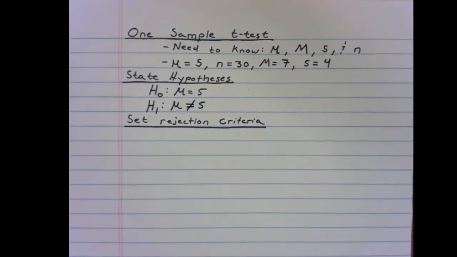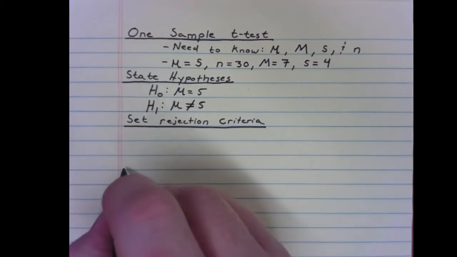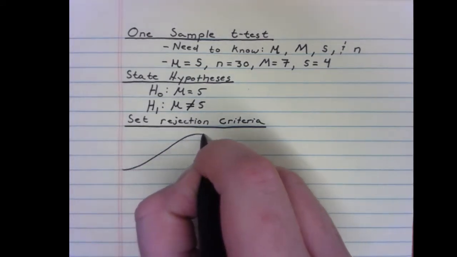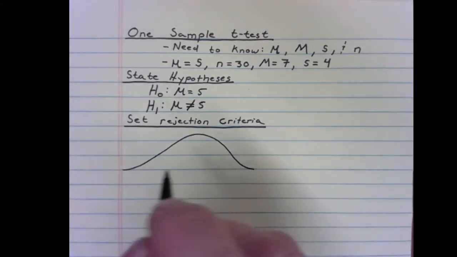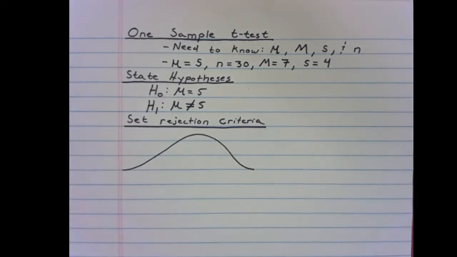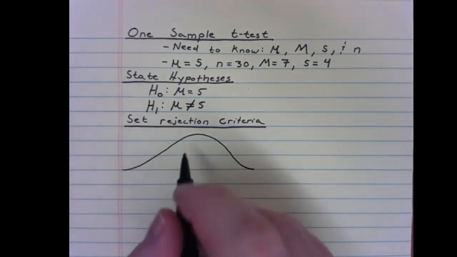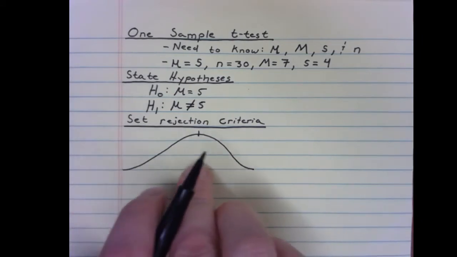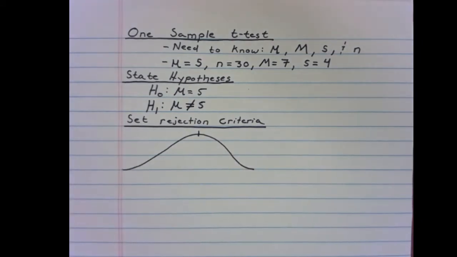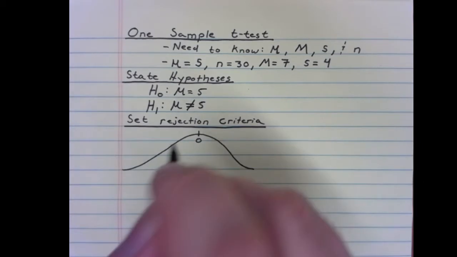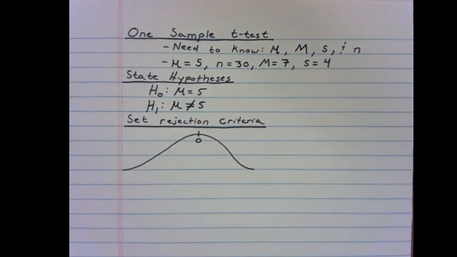All right. So when we go about setting this rejection criteria, it's important to think about our test statistic. In this case, our test statistic is going to be a t-value. So let's go ahead and sketch the sampling distribution of the t-statistic. Now, one thing we know is that this sampling distribution is symmetrical about 0. So just pretend that I drew that perfectly symmetrical. Okay? And we also know that it varies depending upon the degrees of freedom.